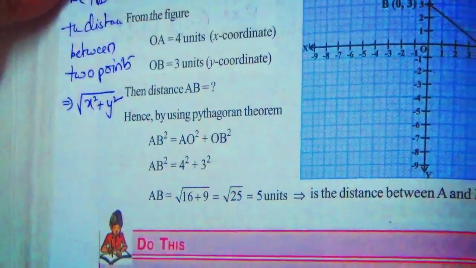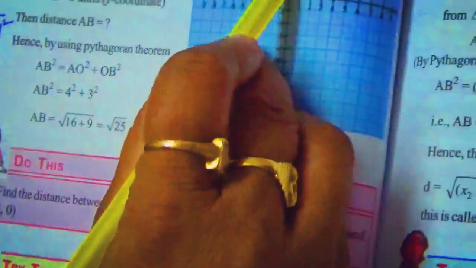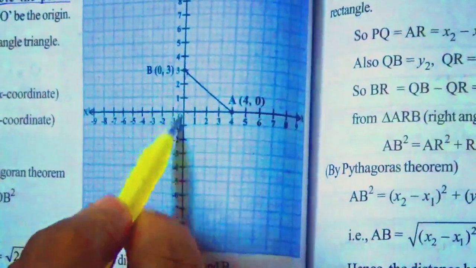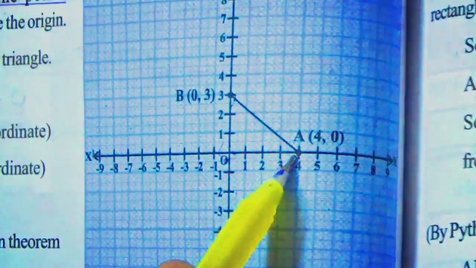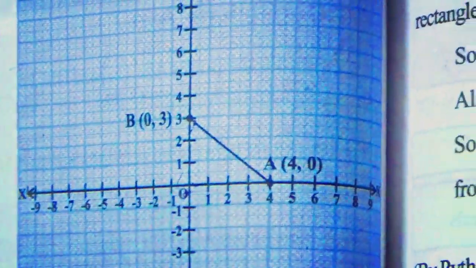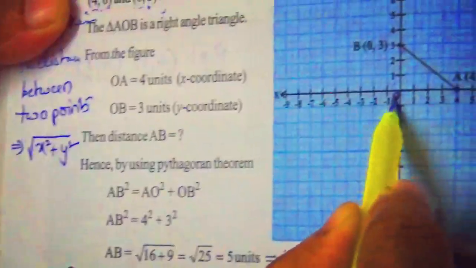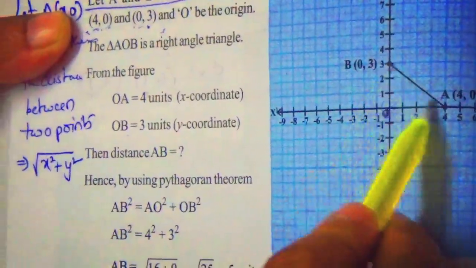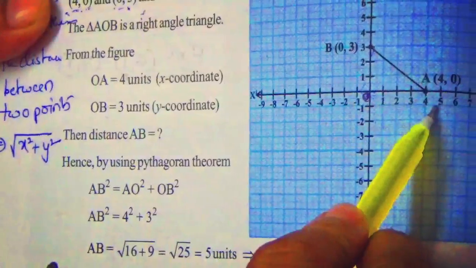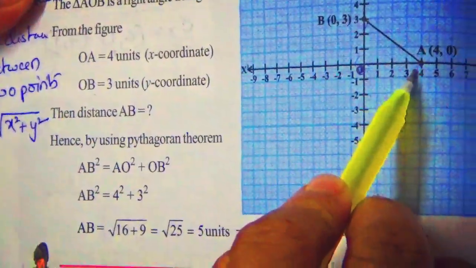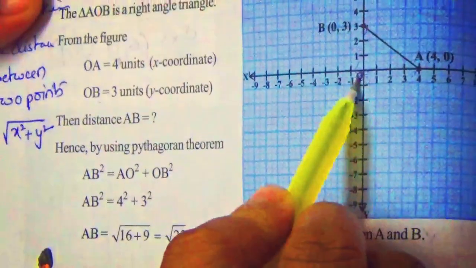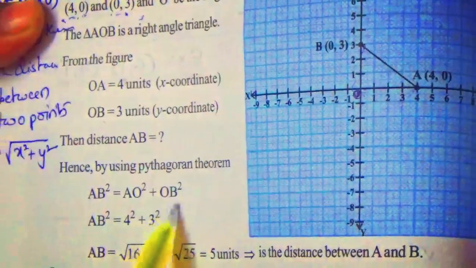Why? Because the distance between the 2 points here is in a right angle triangle. You just take the Pythagoras theorem. What is the Pythagoras theorem? Here it is the origin, and the hypotenuse square, that is AB square, is equal to OA square plus OB square.